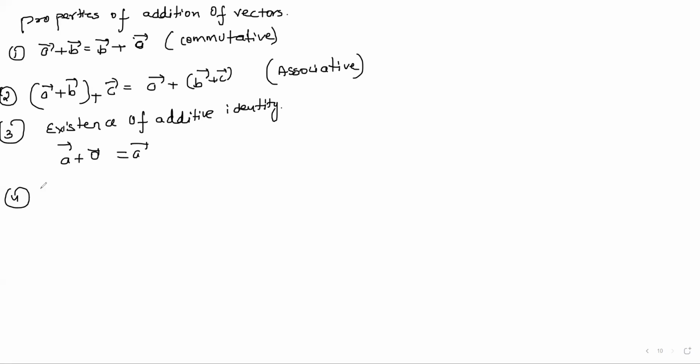Next, fourth, existence of additive inverse. So that means to A we added something and you get a null vector. What can we add? Negative vector of A. Very good.